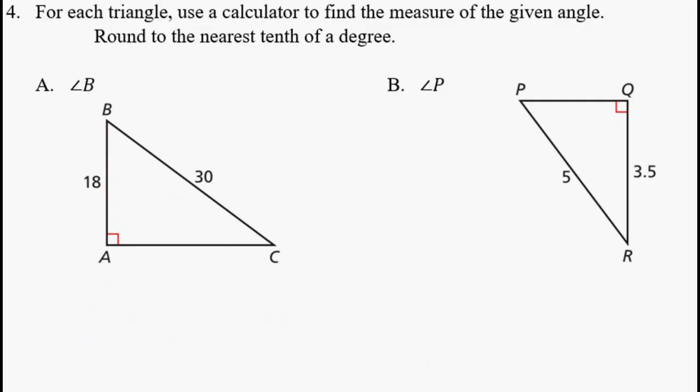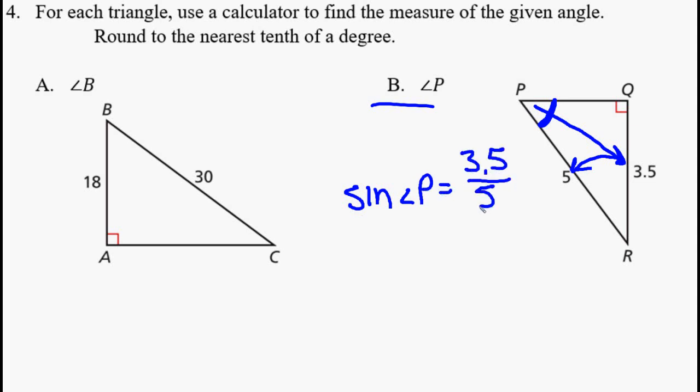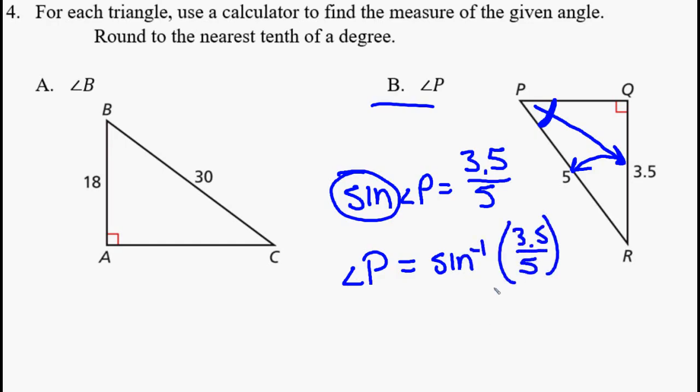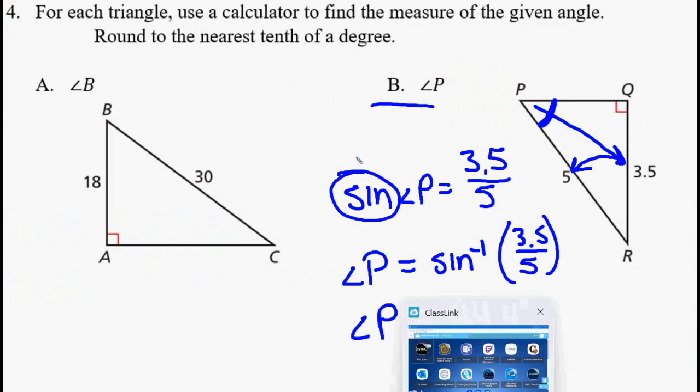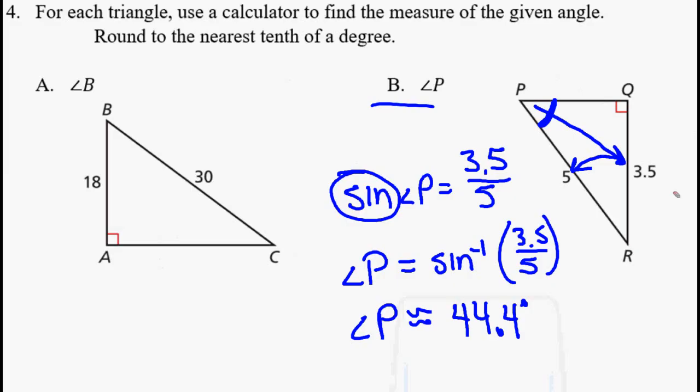Now in the other one over here, we want angle P. Here is angle P. From angle P's perspective, we have opposite and we have hypotenuse, so this one is going to be a sine. The sine of angle P is opposite 3.5 over hypotenuse 5. Once again, we will sine inverse, so angle P is all by itself, and it's equal to the sine inverse of our fraction, 3.5 over 5. Beep, beep goes the calculator. Angle P is about 44.4 degrees. But you already knew that because you did this problem before you watched the video, right?